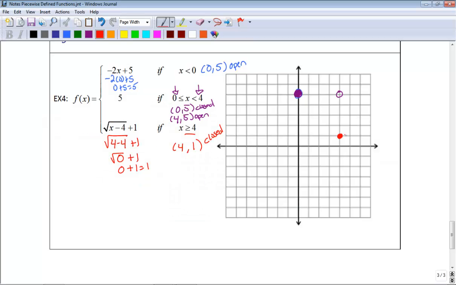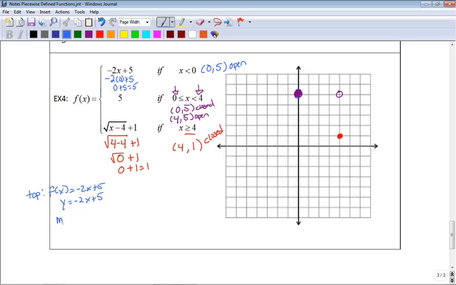I have all my dots on. Now it's time to graph these lines. Again, let's look at the top. Well, what's the top equation? The top one is f of x is equal to negative 2x plus 5. Well, what is this? Again, this is a line, so think of it as y equals negative 2x plus 5.